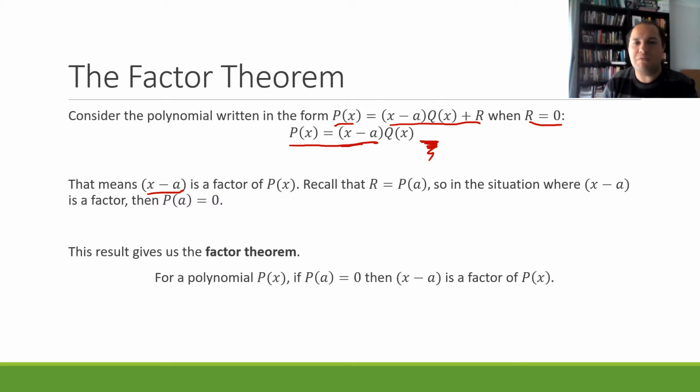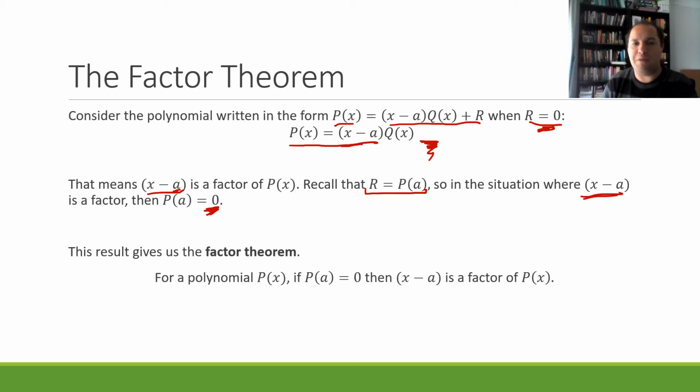Now recall, learned in our last lesson looking at the remainder theorem, that the remainder is equal to the value of our polynomial when our a value is subbed in. So in this situation where x minus a is a factor, when we substitute a into our polynomial, it should give us 0 because our remainder is 0. And this result is what we call the factor theorem.